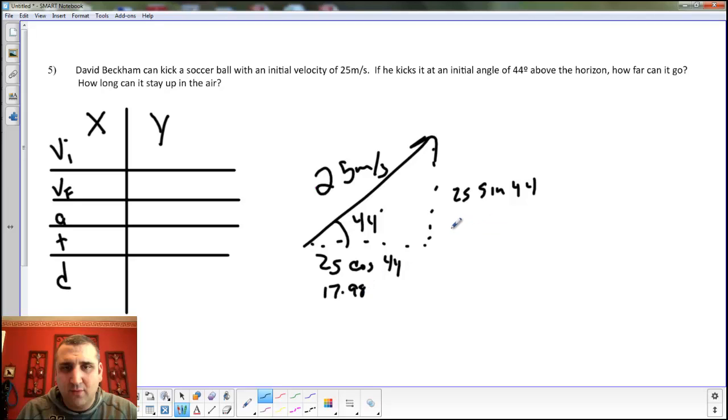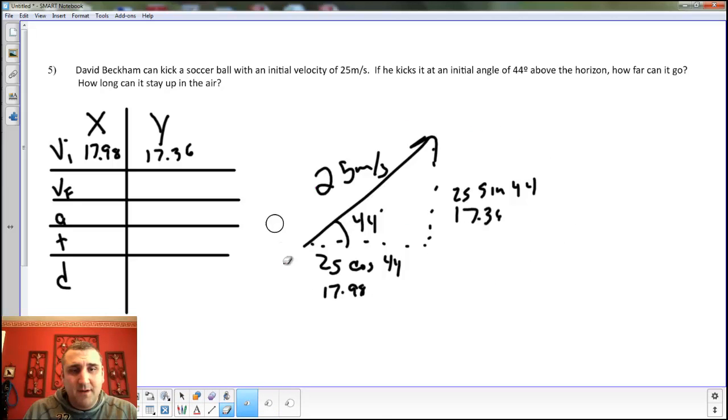A good way to check it is you think to yourself, well, geez, this is 44 degrees. It's pretty close to 45 degrees. And if it's a 45-45-90 triangle, this side should be the same as this side. 17.98 is pretty close to 17.36, so we're in the right ballpark. If you ended up with 17.98 here and 2 over here, or vice versa, you'd know you did some algebra wrong. But at this point, we can take this triangle and break it into the x and the y. The initial x velocity is 17.98, and the y is 17.36. And now I don't need this anymore, so I'm going to erase it to give myself some space to do some other writing.